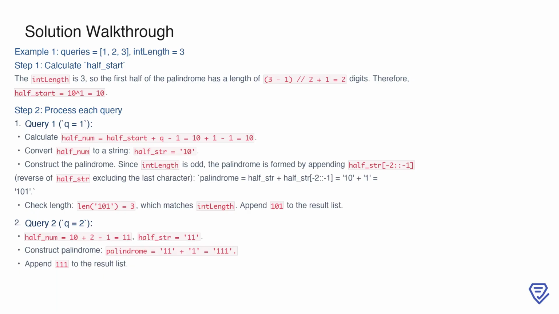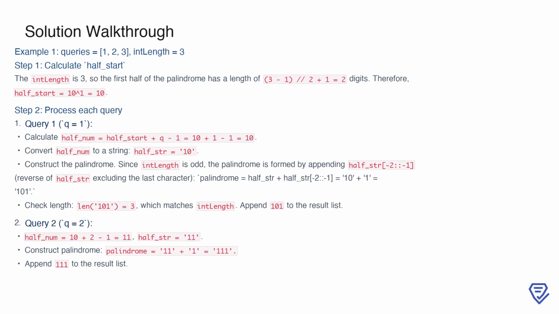Now, for each query, we calculate the corresponding number for the first half, construct the palindrome, and ensure it matches the required length. For query 1, we compute half_number equals 10 plus 1 minus 1, which is 10, convert it to a string, and construct the palindrome by appending the reverse of half_str excluding the last character. This gives us palindrome equals 10 plus 1, which is 101. As its length matches the requirement, we add it to the result list.